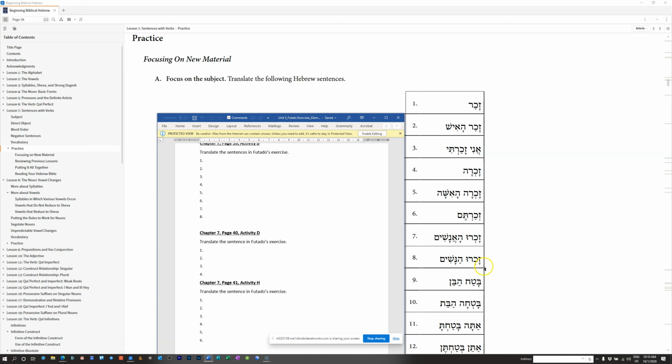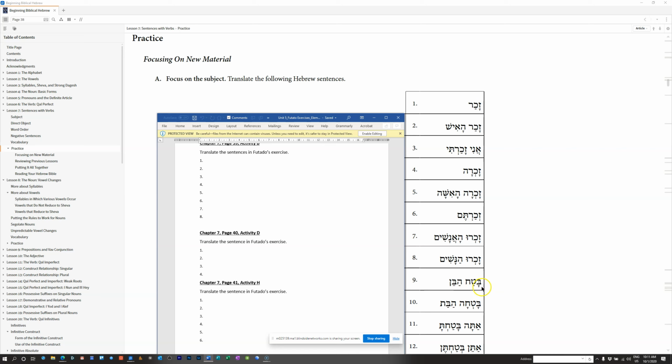All right, number 8, we've got Zacharu Hanashim. Okay, now I said this was 3MP. This is actually 3CP in the perfect. That C means common, so this form is used whether it's masculine or feminine. It's common to both genders. So Zacharu Hanashim is the men remembered. Zacharu Hanashim is the women remembered.